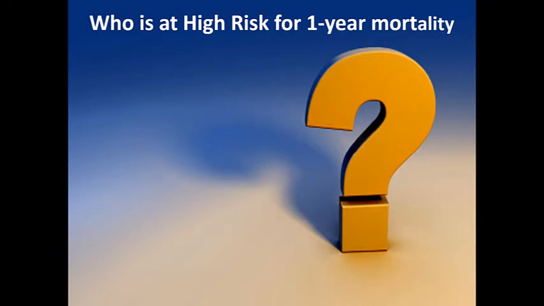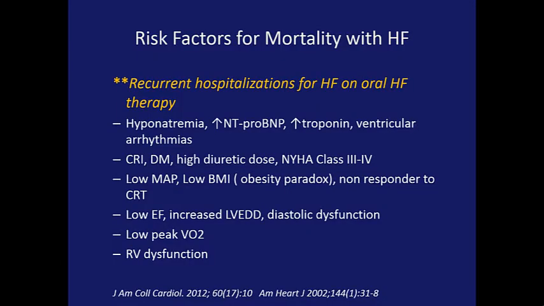So who is at high risk of dying in a year? Patients who have recurrent hospitalizations and are on standard oral therapy, taking their meds, with their device therapies; patients with hyponatremia, elevated BNP, troponins; patients who have a lot of arrhythmias. That's a sign that their mortality is higher. Kidney problems are an issue, as well as requiring high diuretic doses to be diuresed, and patients with low blood pressures. Either they're not optimized on their heart failure medications, or you're not able to get them on their heart failure medications. That is a clue that this patient is end-staged.